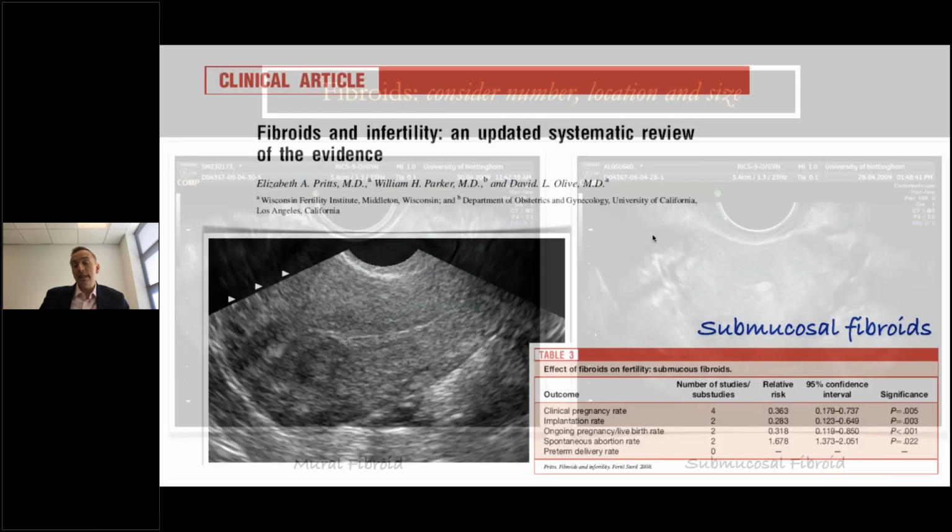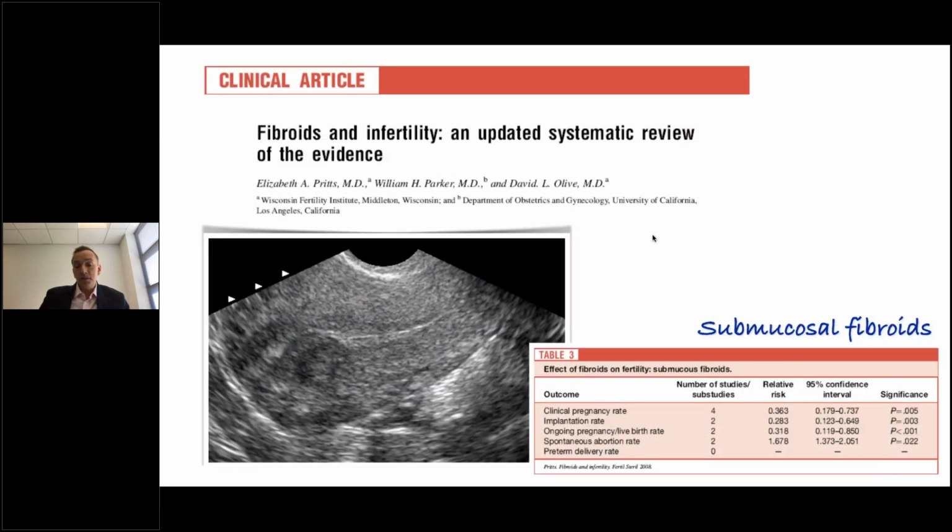Well, the answer is it's still unclear. Now, this is a pretty old systematic review. There are more reviews since. They all say the same thing, so I think this still has relevance. What's a real shame is how few studies there are.